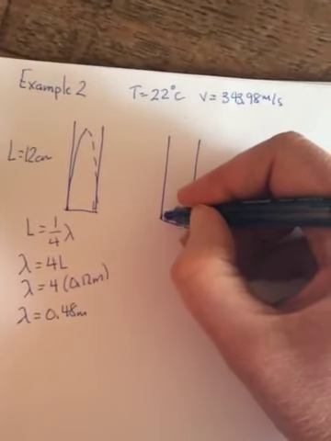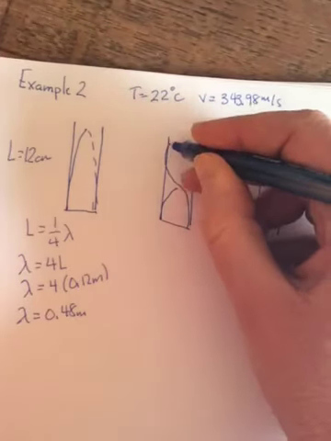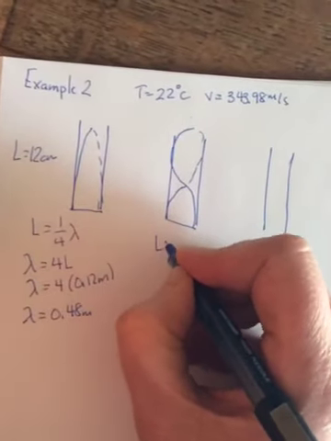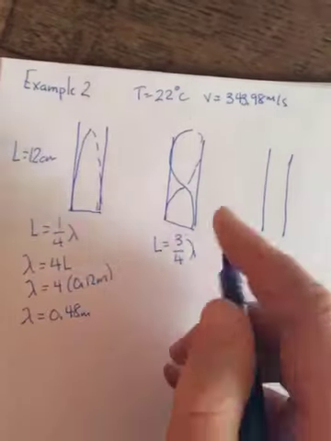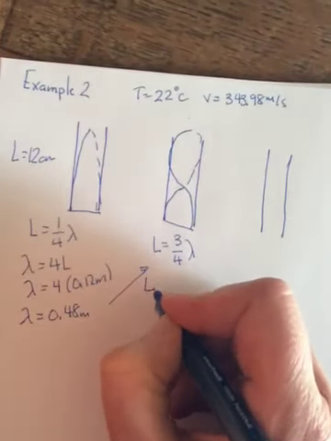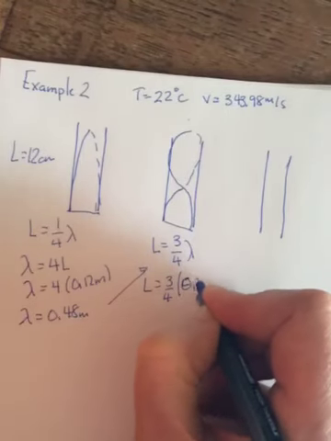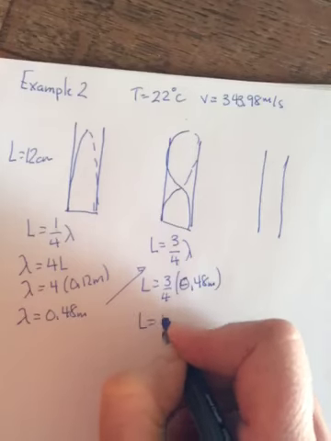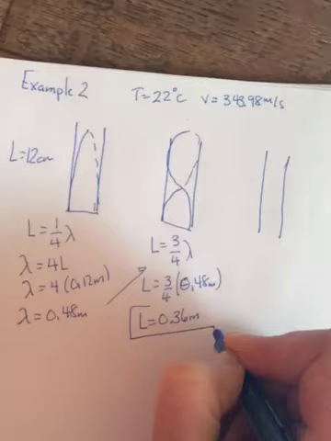So to hear the second resonating point, you're going to add a half wavelength. So L is going to be equal to 3/4 lambda. Well, we just found lambda, so we can just sub it in. So L is equal to 3/4 of 0.48. So L should be equal to 0.36 meters. This is the second length.